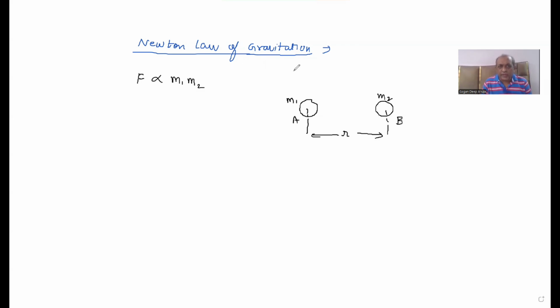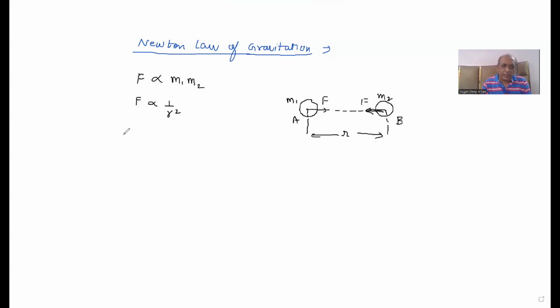According to Newton's law of gravitation, this force is found to be directly proportional to the product of the masses between them. And this force is found to be inversely proportional to the square of the distance between them. This force is acting between these two objects like this. m1 is attracted by m2 and m2 is attracted by m1. This force is mutual.